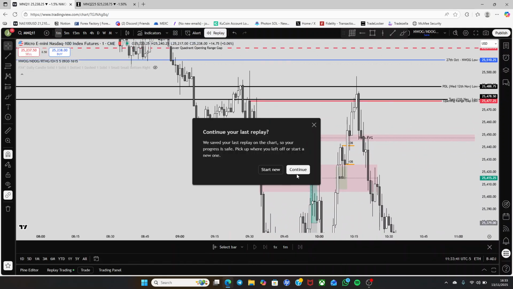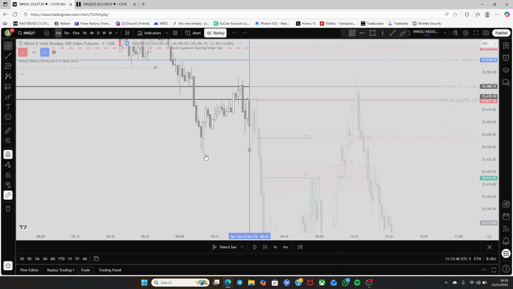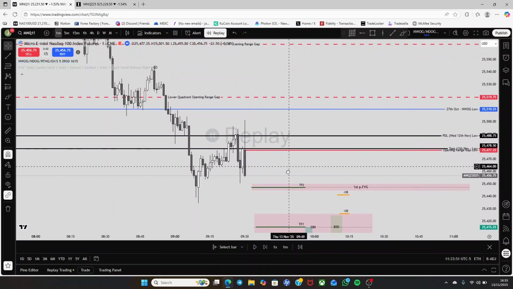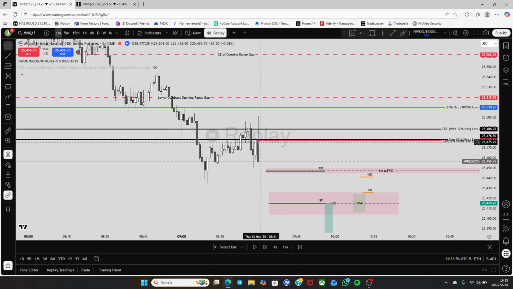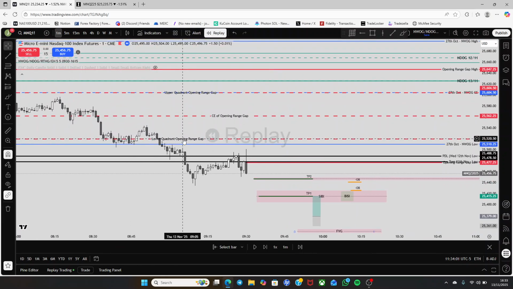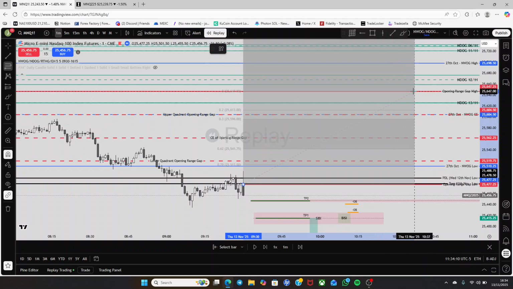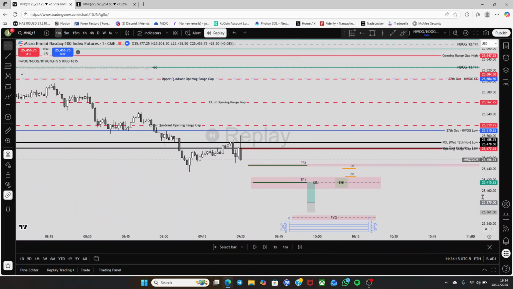Let's just replay where we first opened. So, ignore all this, please. That's just my drawings from earlier. But yeah, we opened here at this huge opening range gap, and I've marked out the lower quadrant, constant encroachment, upper quadrant, and obviously the higher, where we settled at 4:14 yesterday and where we opened at 9:30 today.